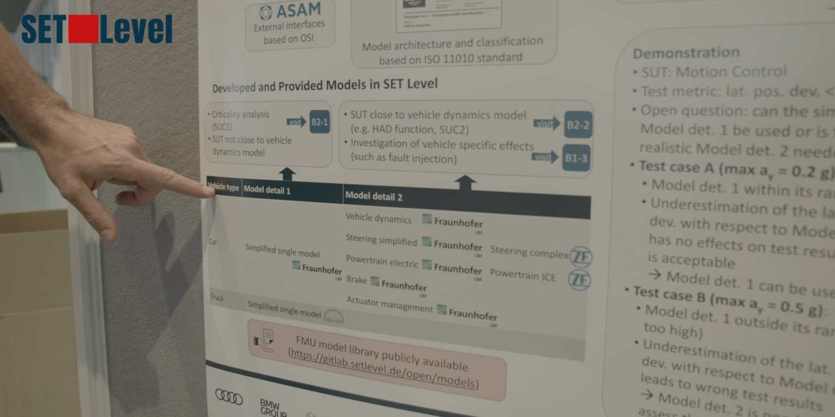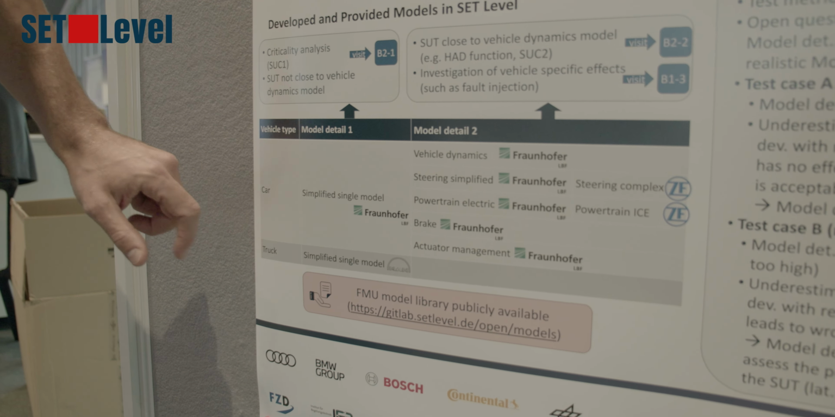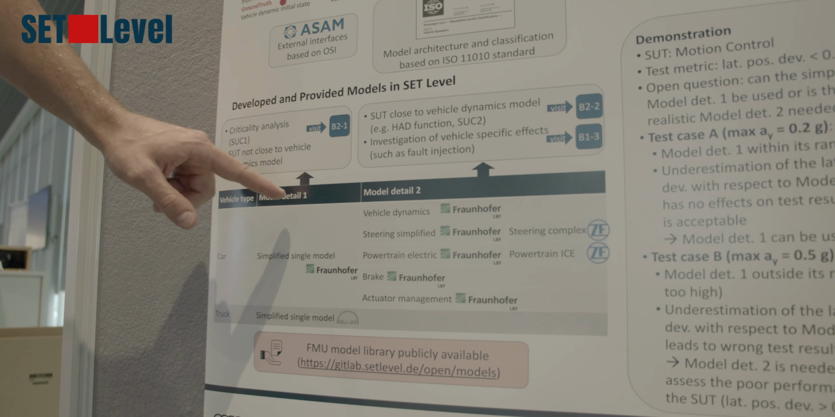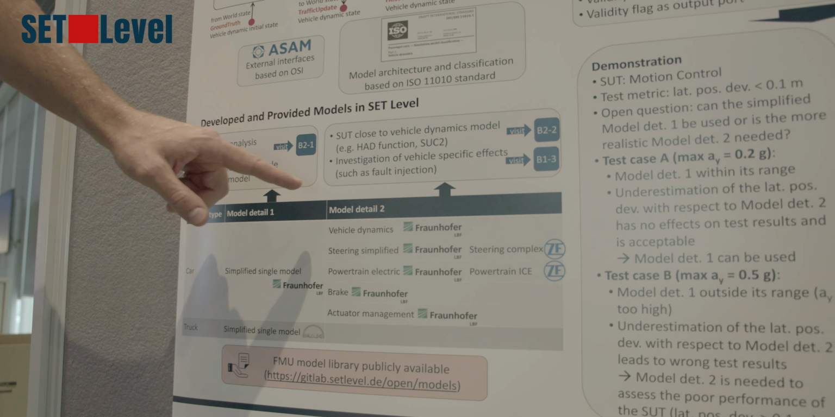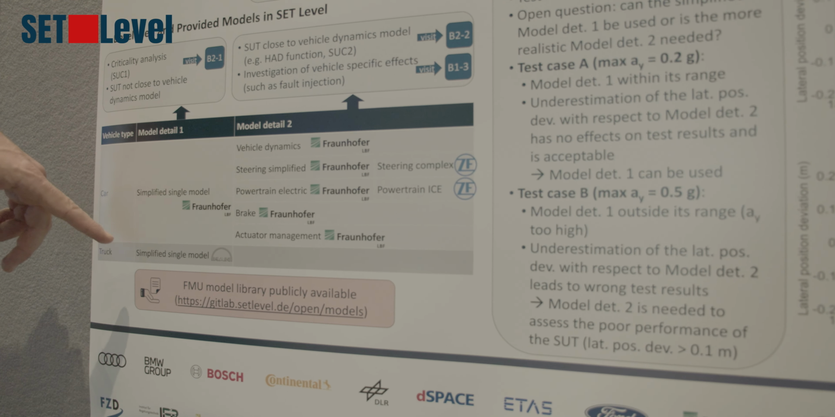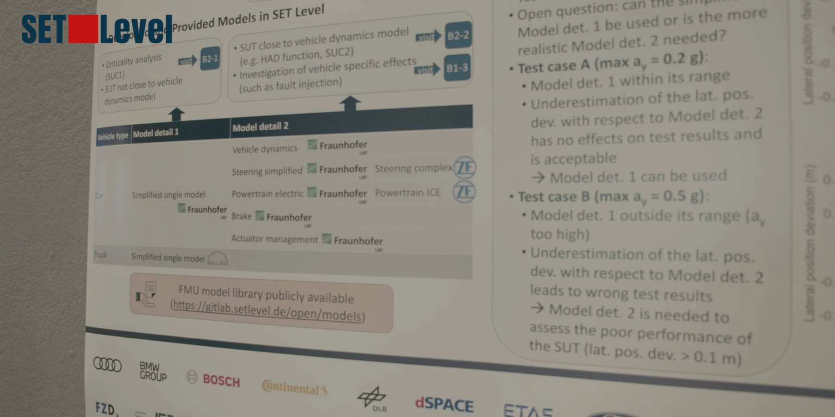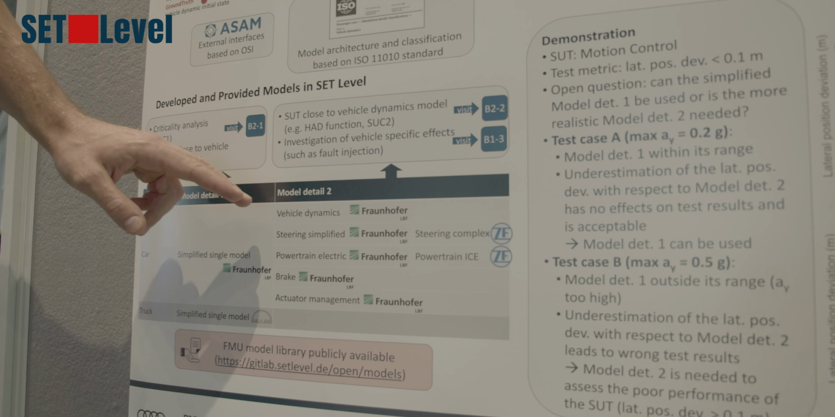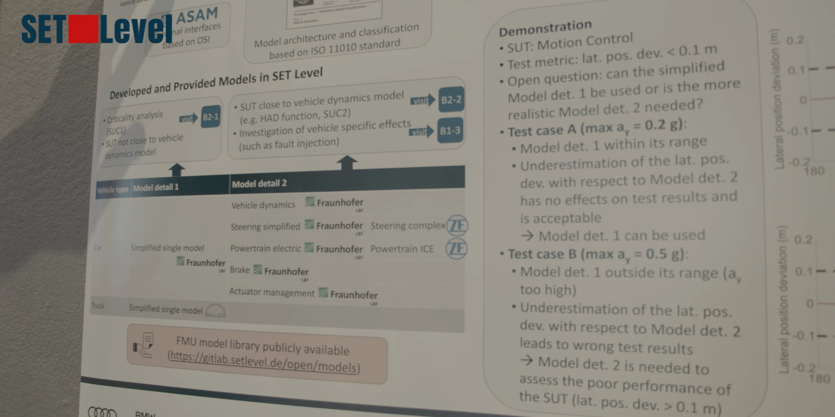So this is the overview of the finally developed and provided models within the SetLevel project. We have addressed 2 different vehicle types, car and truck, and we have defined 2 different detail levels, model detail level 1 and 2. For model detail 1, we have a simplified single model of the car, which is basically a kinematic single track model, and for the truck in a similar way, a simplified single model provided by the partner MAN.